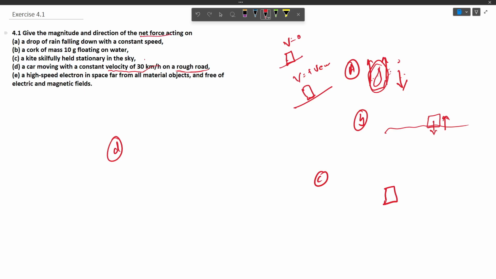Now, in the fifth option, we have a high speed electron in space, far from all materials and objects, and free of electric and magnetic fields. So here the particle is assumed to be in outer space, free from all materials and any other interaction that it can have. So it automatically says that the force is going to be zero because it is not interacting with any kind of material or any kind of magnetic or electric field which would have generated force. So its net force is going to be zero.